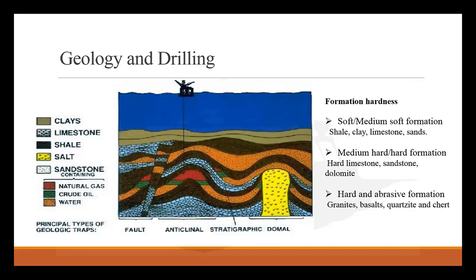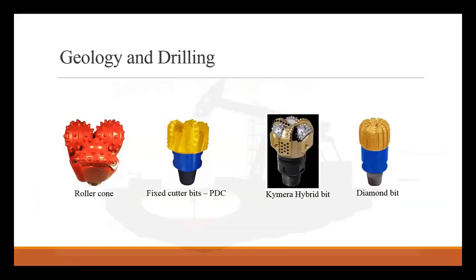It ranges from soft to medium soft formation like shale, clay, limestone and sands, medium hard to hard formation like hard limestone, sandstone and dolomite, and hard and abrasive formation not shown in the schematic like granite, basalt, quartzite and chert. Based on these expected formations, on the stratigraphy we had, or from the wells drilled next to our field, we must know which formations we are expecting to have. So we have to choose our drilling bit based on that.